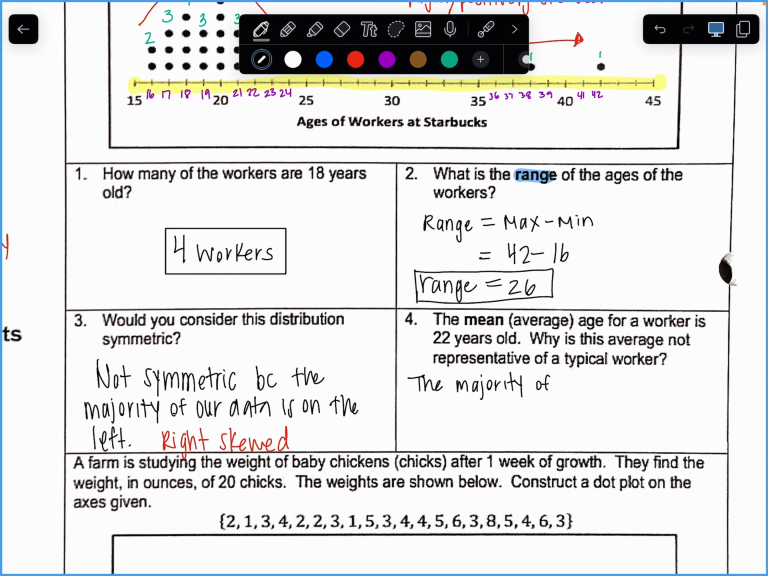Majority of workers are younger than 22 years. Does that make sense to everyone?